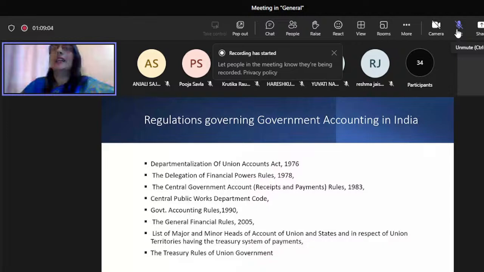You can visit cag.gov.in and get all the audited statements. This is audited by the Comptroller and Auditor General of India. All these statements of account from throughout India, from all the states, are uploaded here. So here you can see this.